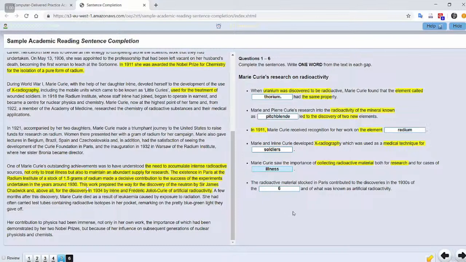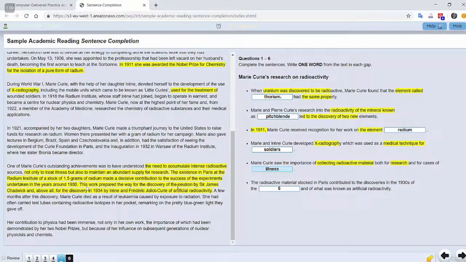Number 6 is located here. The radioactive material stocked in Paris contributed to the discoveries in the 1930s of the blank and what was known as artificial radioactivity. So right here we see artificial radioactivity. What they've done here is take two sentences, and these two sentences are connected because the next sentence starts with a reference pronoun, this work.